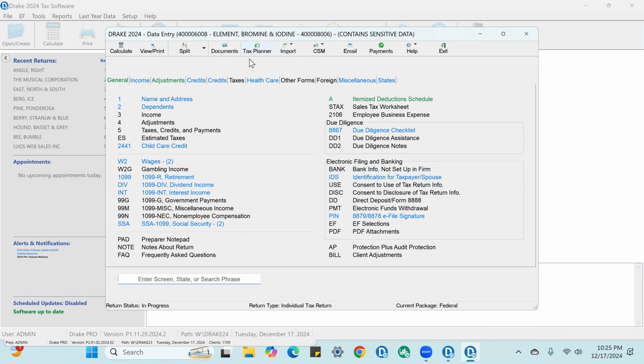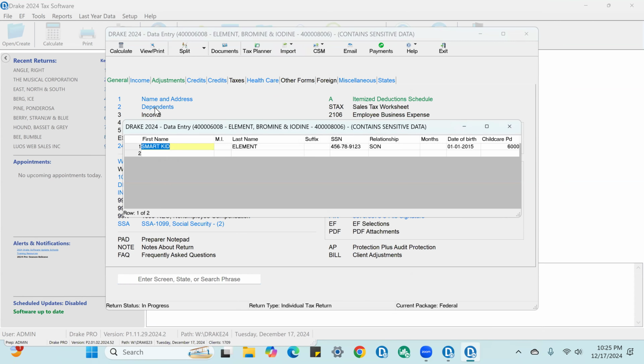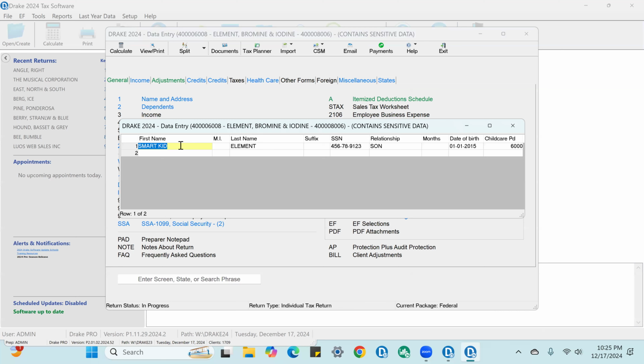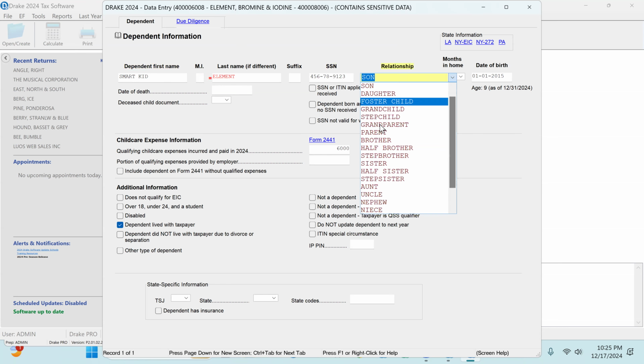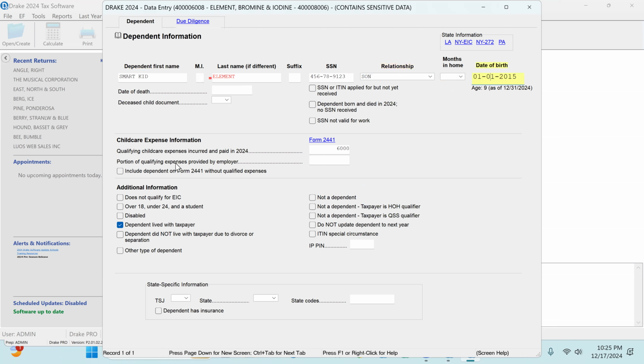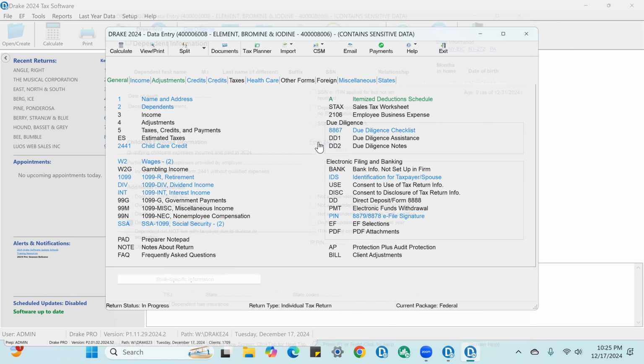We closed the first one. They have one kid. We call it smart kid. But these are made-up numbers by now. Those are the social security numbers. You choose what it belongs to. Birthday. That's childcare expenses. Come in.